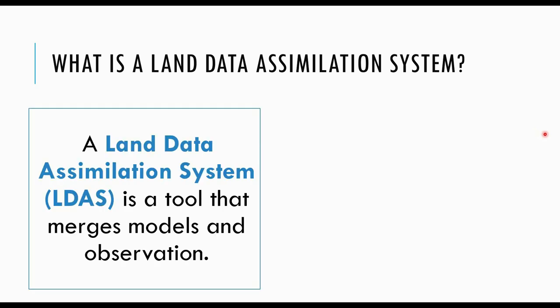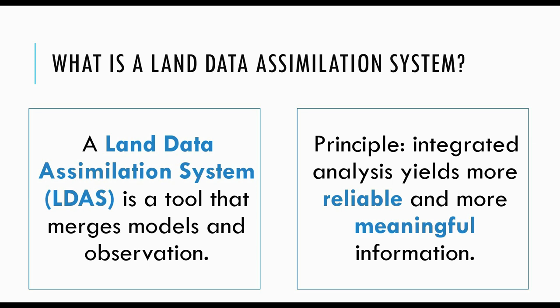But in principle, it's a tool that is merging models and observation, which is really important when you've got powerful but imperfect tools based on both process-based understanding as embodied by our modern hydrologic models and the observations from space. The principle here is that if you integrate the two, you end up with more reliable and meaningful information than either one can give you on its own.